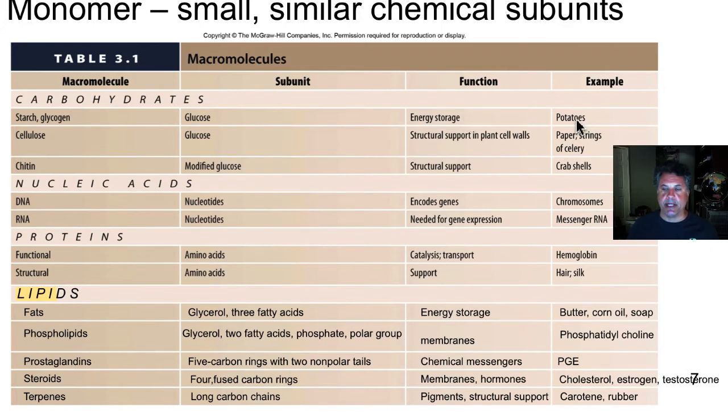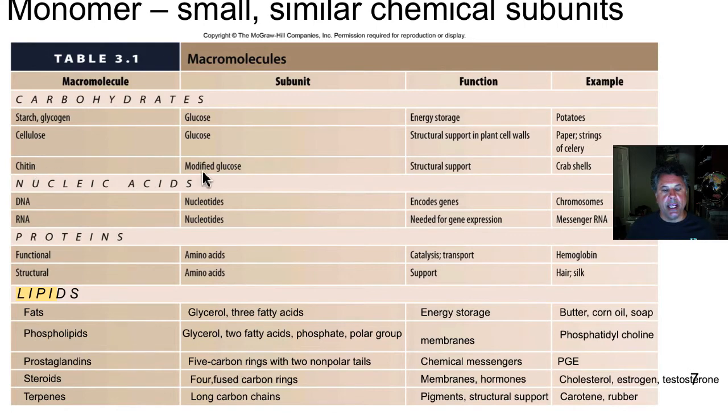An example, potatoes. Potatoes are full of starch. Beets are another example. The roots of many plants are storage organs basically for starch, which can be used for energy later. Cellulose is also a polymer of glucose, glucose being the monomer. And cellulose is one of the most abundant macromolecules on Earth, if not the most. And it forms the cell walls, a major component of plant cell walls. And paper, strings of celery, the cellulose that you find in celery, the reason it's so fibrous is because of cellulose. We'll talk more about that as well.